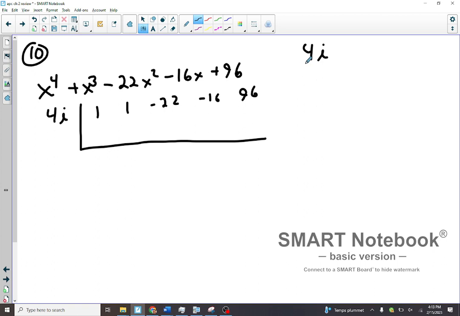Since I know 4i is one of my zeros, I'm going to plug that into my synthetic division and start working it down. Would the next one be negative 4i? After you finish this, yes. You know you did it right if it ends up with a 0 at the end.